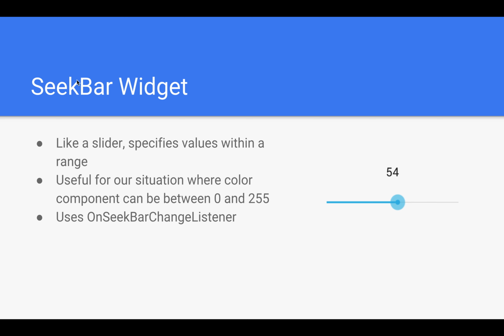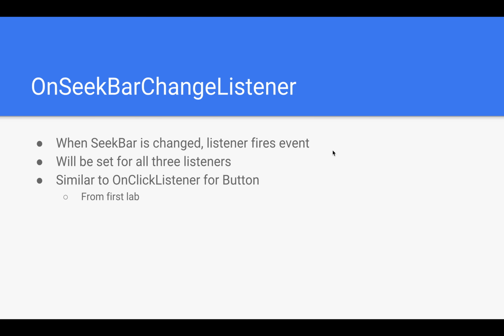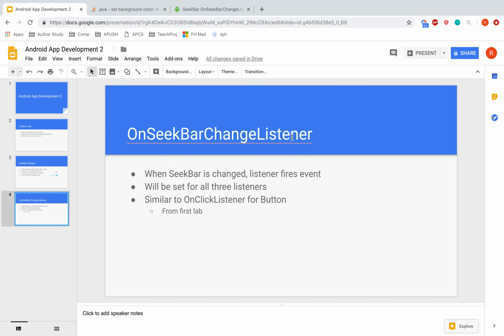So for this, we're going to be using the SeekBar widget. The SeekBar widget is similar to a slider. It'll specify values within a range that's customized by the user. Default is between 0 and 100, but we're going to modify our SeekBars to take a value between 0 and 256, which is the RGB standard. And this will use an OnSeekBarChangeListener. So what that is, when the SeekBar changes its value, the listener will fire an event, and this will be set for each of the three SeekBars, and it's similar to the on-click listener for the button that we used from the first lab.